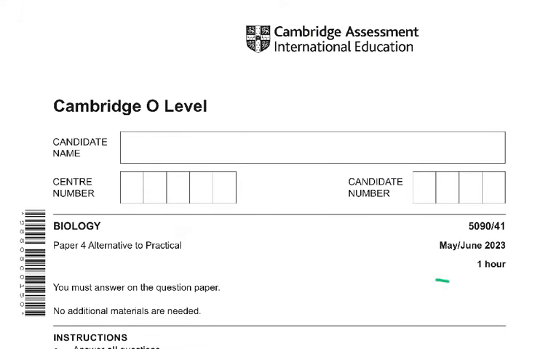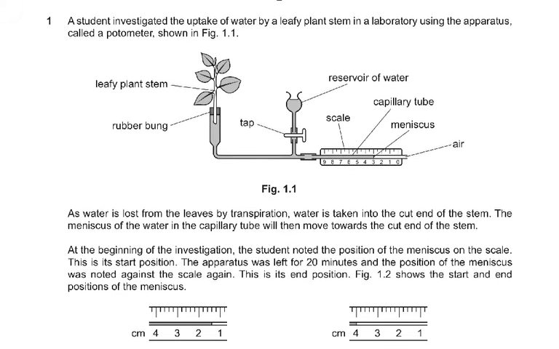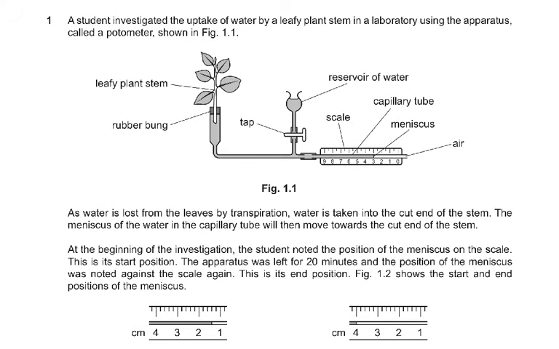As you all know, this paper is for 1 hour, and you must be able to finish this in 1 hour. Now, starting with the first question, you can see this is a diagram which you need to first look at very carefully, study it, understand it, and then start doing the question. It says in the question, a student investigated the uptake of water by a leafy plant stem in a laboratory using the apparatus called a potometer.